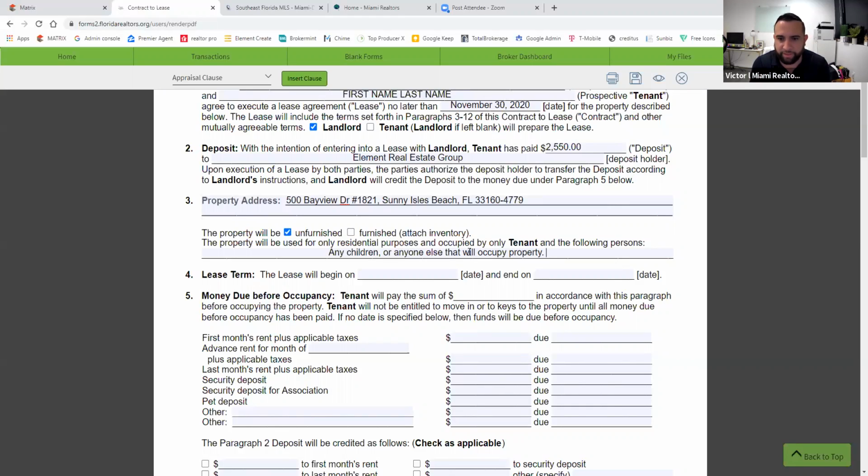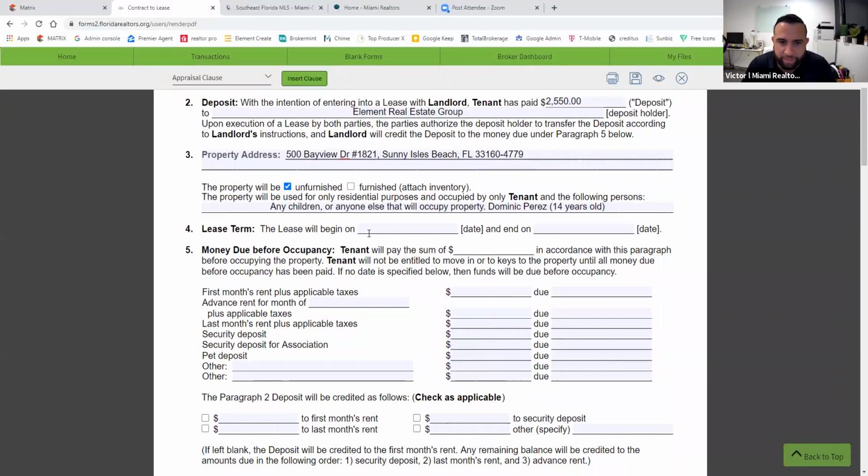So I would write something like, let's just say, it's Dominic Perez. I usually will put 14 years old. So that lets them know that they're a minor. So we don't need to provide any further information. They're a minor. So that way, it might save you some time. They might not ask you, hey, who's Dominic? Is this an adult or is this a child? So I usually will put their age if they're a child. So that way they know.